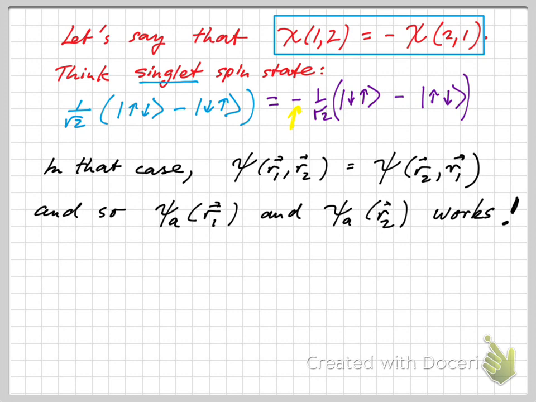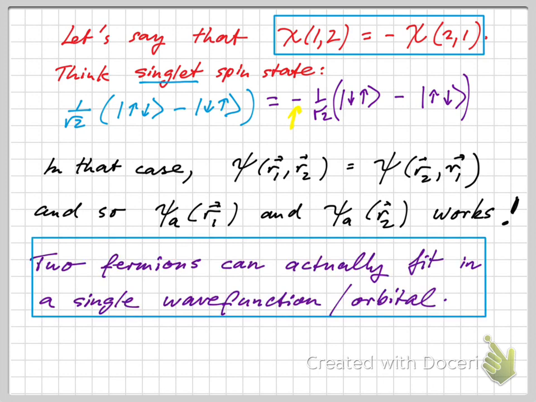And so here we see that psi A and psi A work, because as far as the wave functions are concerned, we have symmetry under exchange. So it's almost like it's behaving like a boson as far as the spatial wave function is concerned. The minus sign comes from the spin, and so two fermions can actually fit in a single orbital now, in a single spatial wave function or orbital. Okay, so that's the mathematical reasoning for why that works.